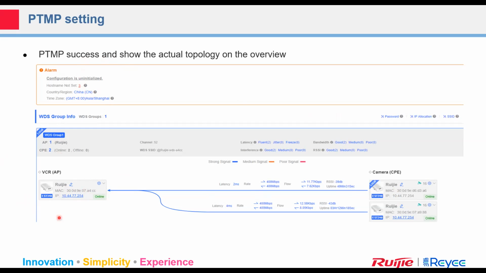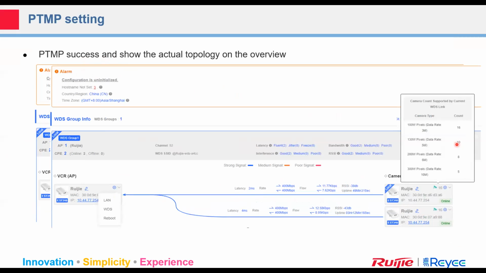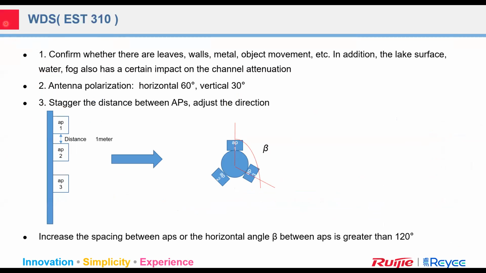You can see the topology in the dashboard, an overview of the actual topology. You can see the transmit rate, the RSSI, and the uptime. Here you can see more information or alarms available.